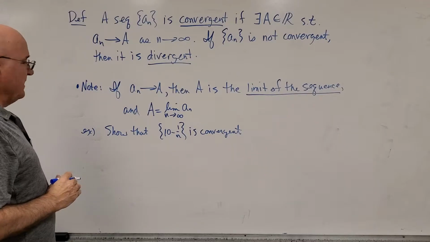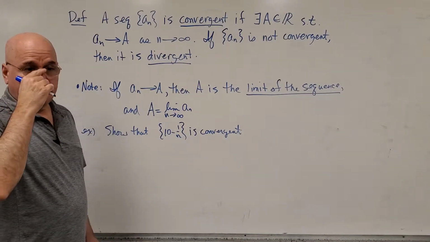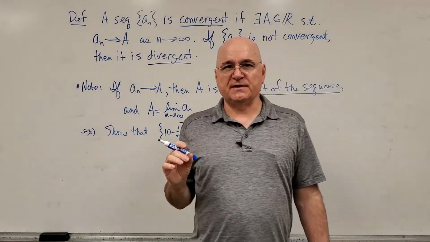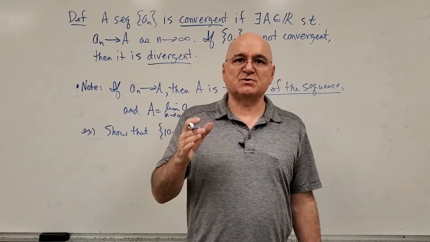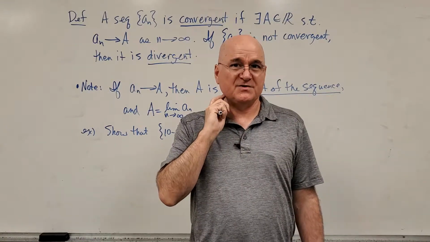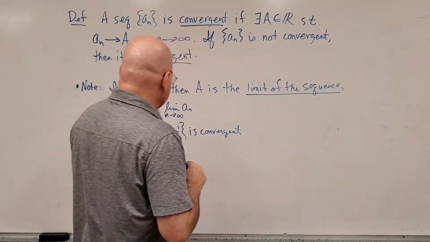Well, let's now do an example where we're showing that this is a convergent sequence. Now, it's interesting. When trying to show that a sequence is convergent, what do you need to know? You actually have to know the value that it converges to. If you don't, then we don't know how to prove it converges. So we'll have to guess.